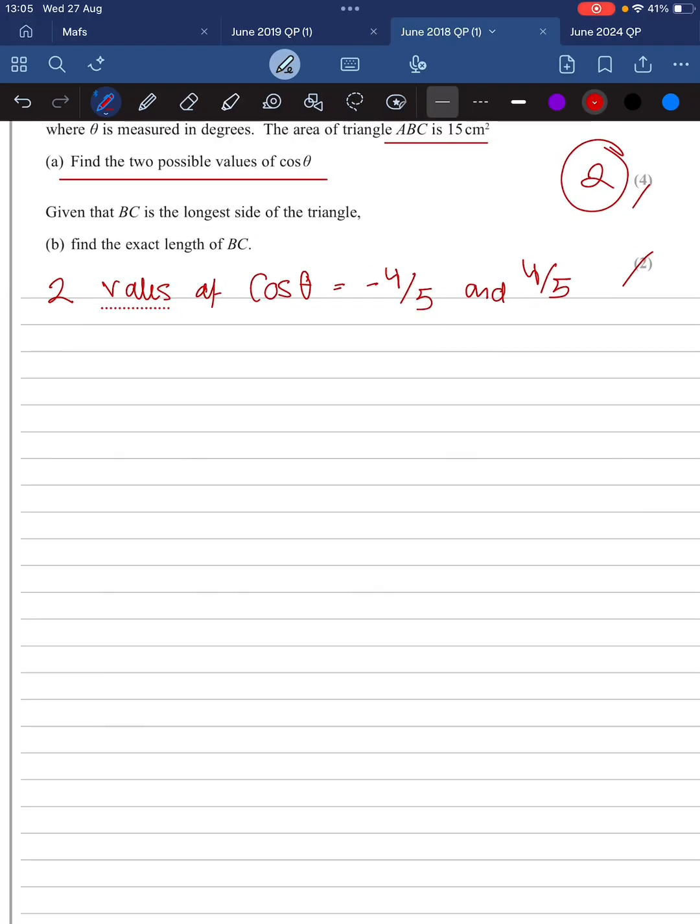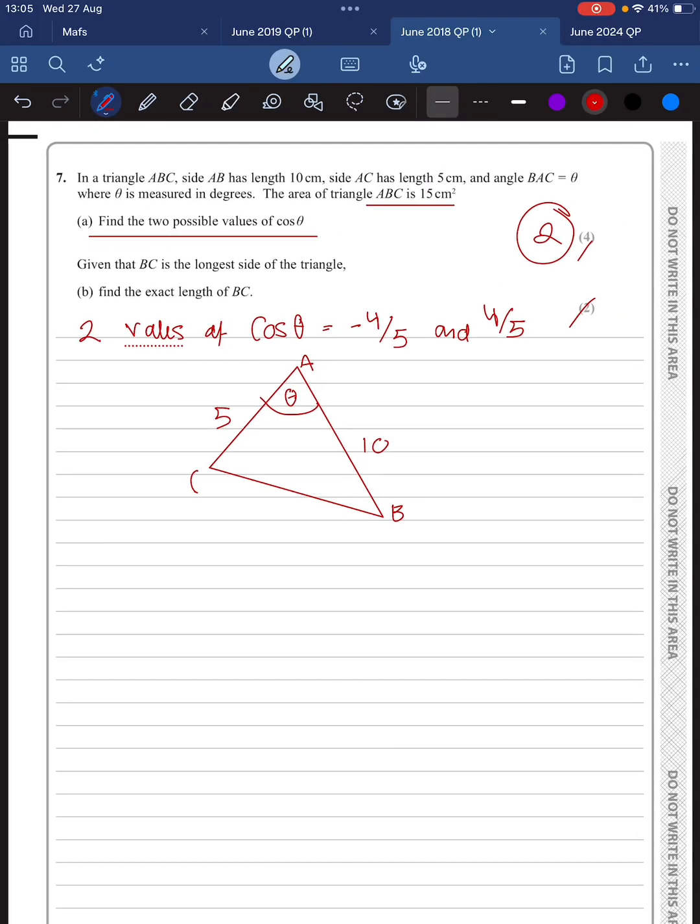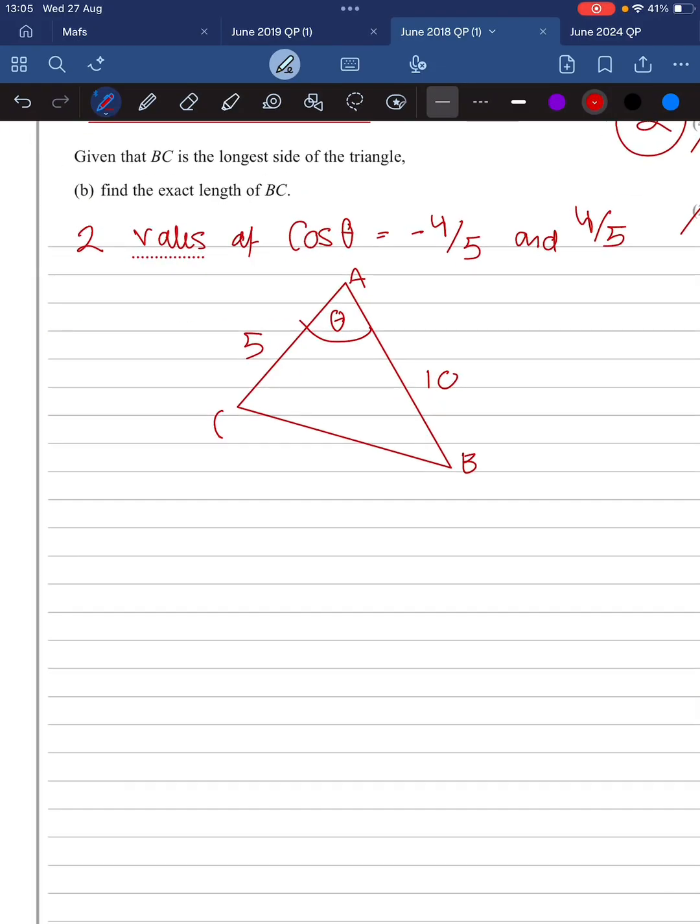Actually, you know what? No, I'll draw the triangle. So it's going to be like that. A, B, and C, 5, 10, theta. Okay? Given that BC is the longest side of the triangle, find the exact length of BC. Now, what we would have to do in this scenario, we're given the value of cosine theta, not theta, just cosine theta. So, we're given a value of cosine. We're given two unknowns. What do?